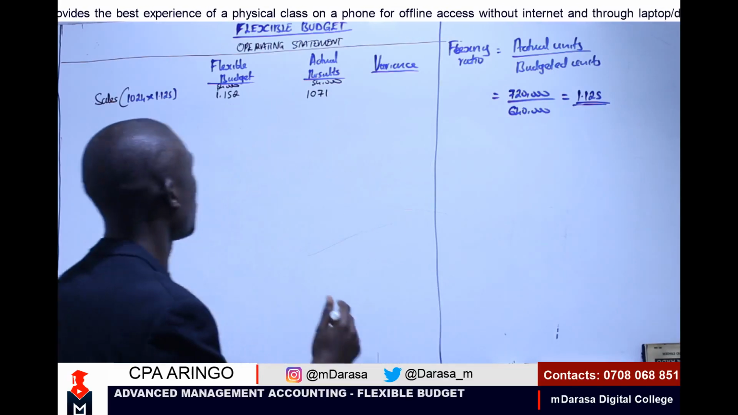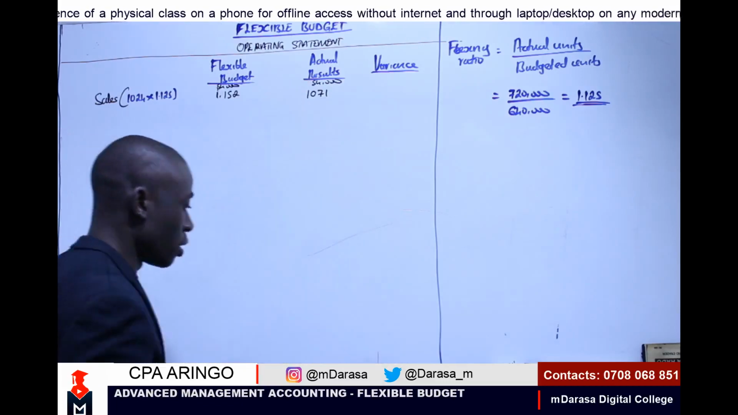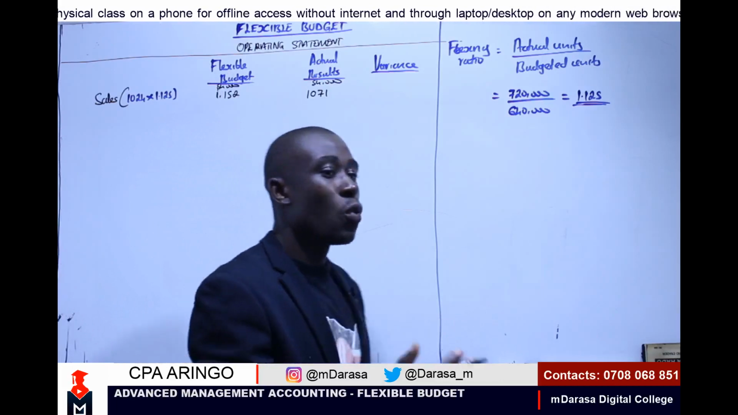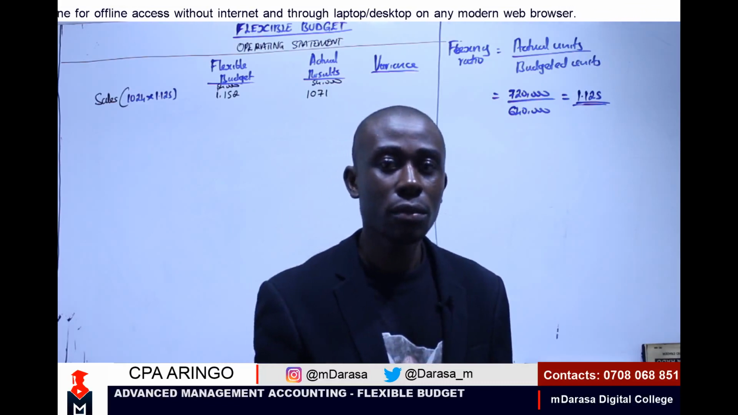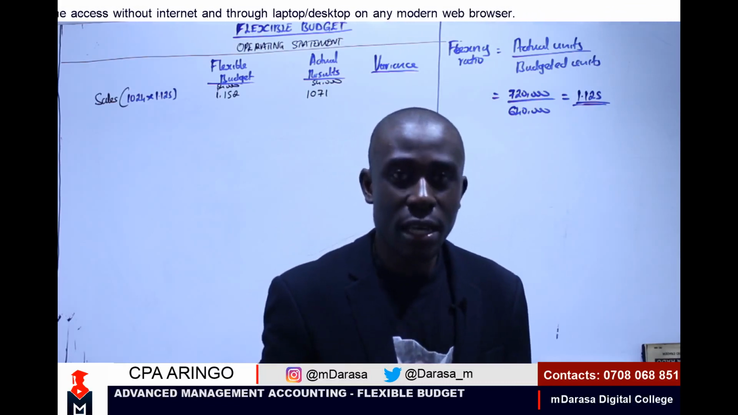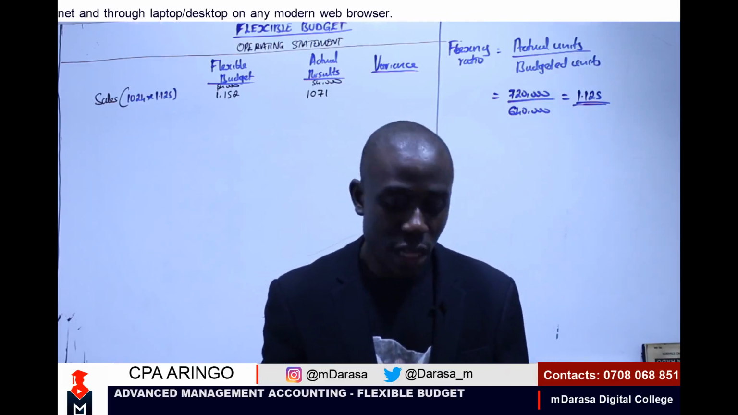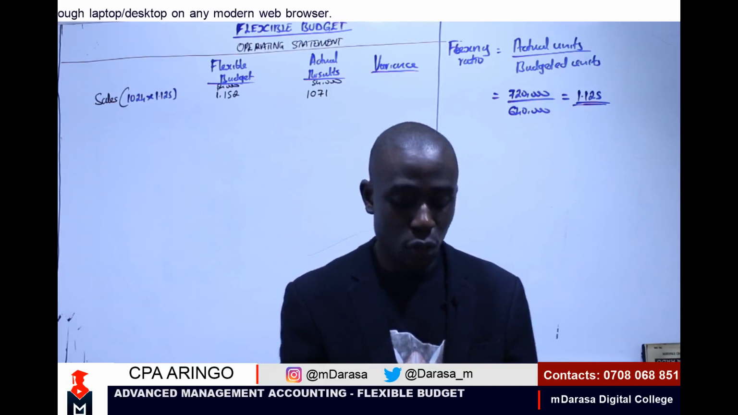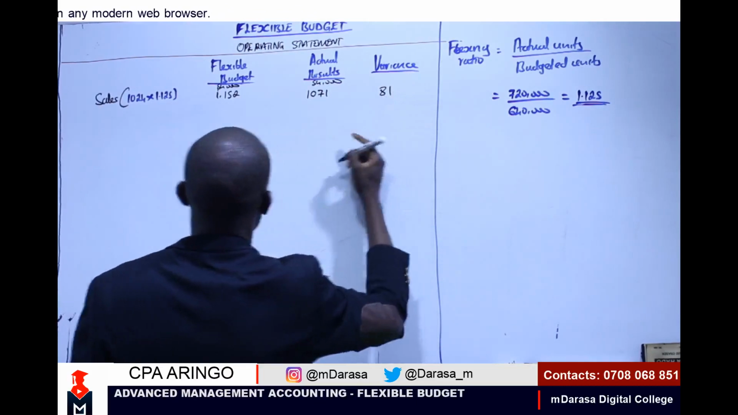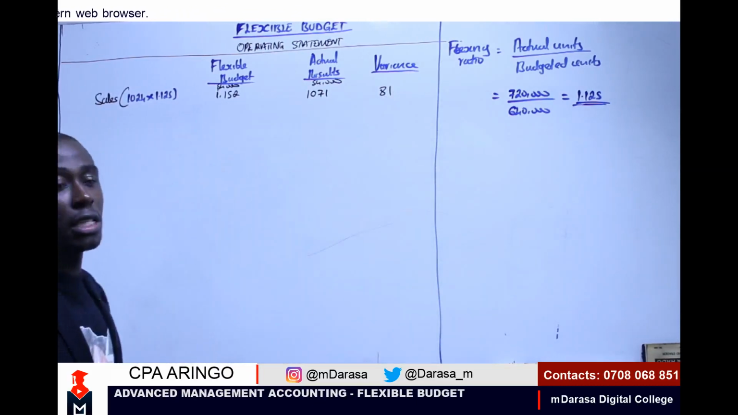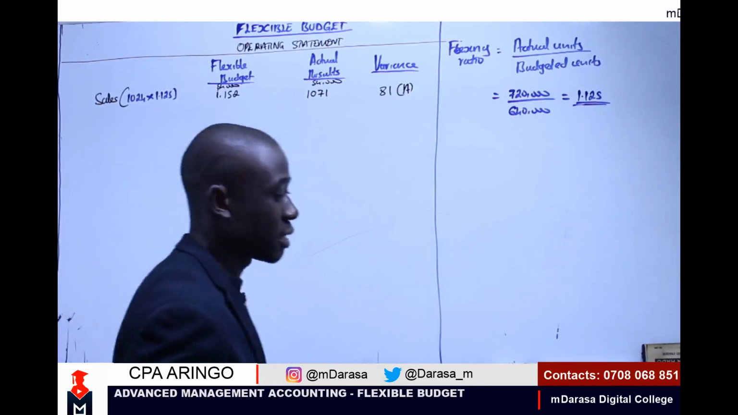Because if you look at it clearly, my budgeted figure is more than the actual, meaning that in this case we generated less revenue than what we had anticipated. So in such a case, I'll be having a variance, and this variance will be against us because I'm generating less revenue than what we had anticipated for. So therefore, I should be talking of a variance of 81. 1152 minus 1071 should be having 81, and this is what? Adverse variance, a variance that is against us.